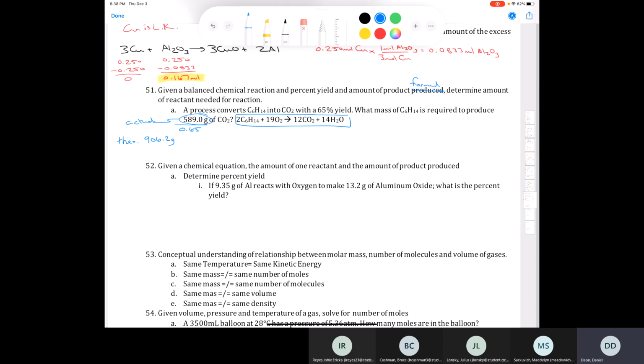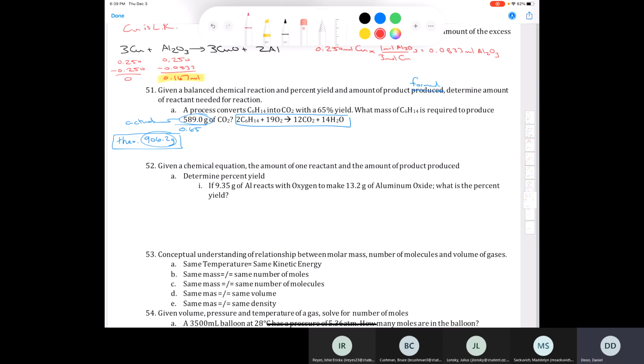Now, if you're wondering what the heck I'm doing, what I'm doing is asking, what's the theoretical yield? Because I know I'm not going to get this. If you take your calculator and put in 906.2, try it, multiply it by 0.65, you end up with 589.0. So I'm going to set up my equation so that I want to make 906.2 grams of carbon dioxide.